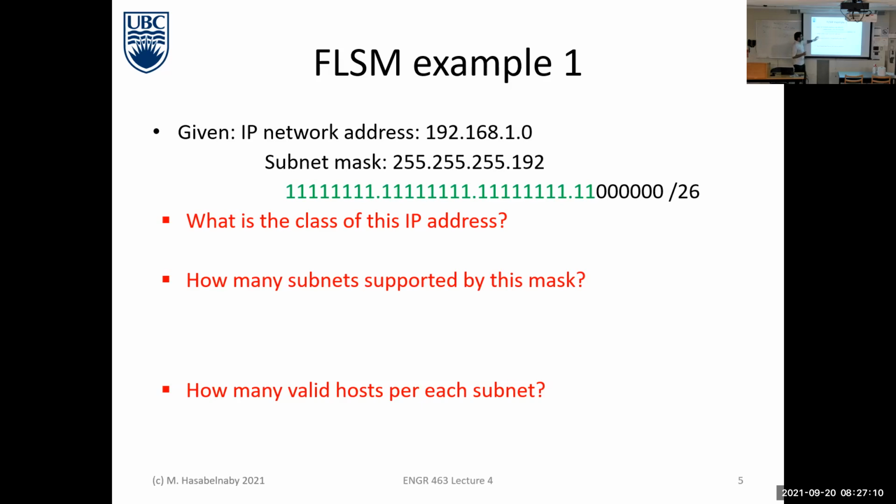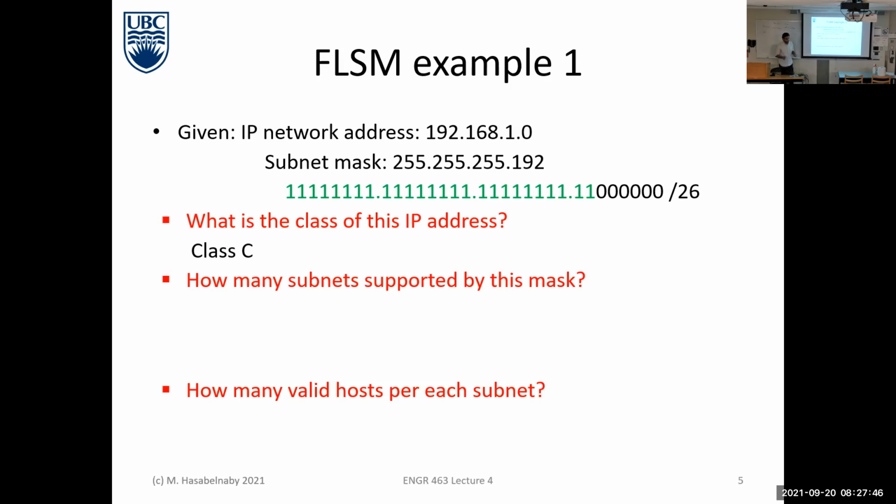Let's see this example. We have an IP address, and its mask is /26. So we change these two bits from 0 to 1. This is given to you. The first question: what is the class of this IP address? Class C. Okay. Second question: how many subnetworks can be supported by using this new mask?